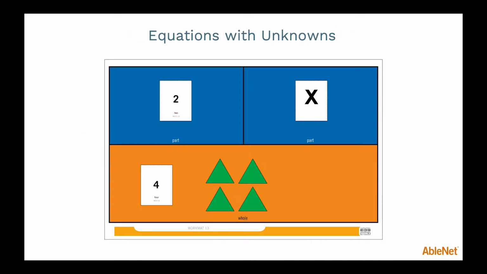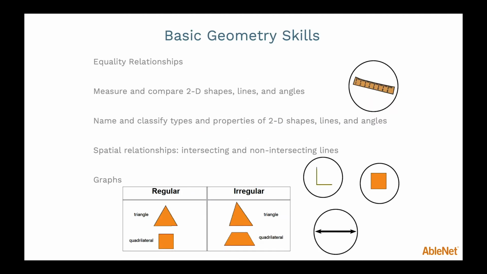These skills culminate toward the end of the curriculum to have students apply their developing number sense, what they know about parts and whole, integers, and equality, to solve equations with unknowns. In addition to algebraic skills, students learn these basic geometry skills. Equality relationships, measuring and comparing 2D shapes, lines, and angles, naming and classifying types and properties of 2D shapes, lines, and angles, the spatial relationship of intersecting and non-intersecting lines, and graphs.